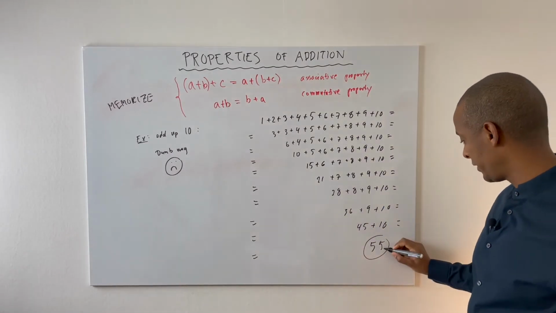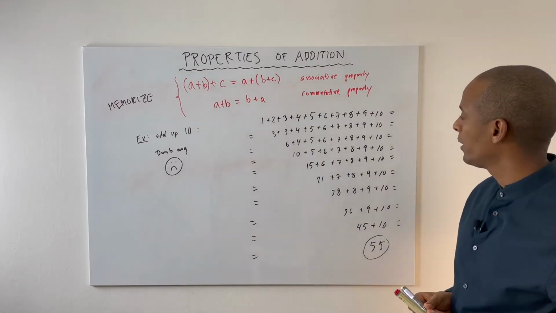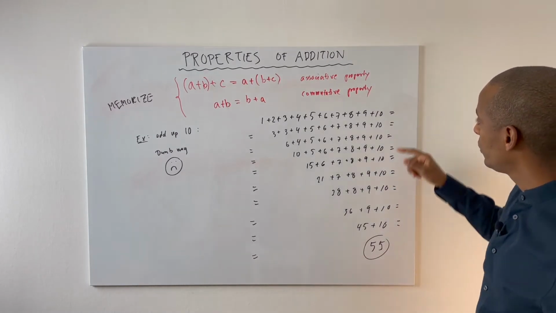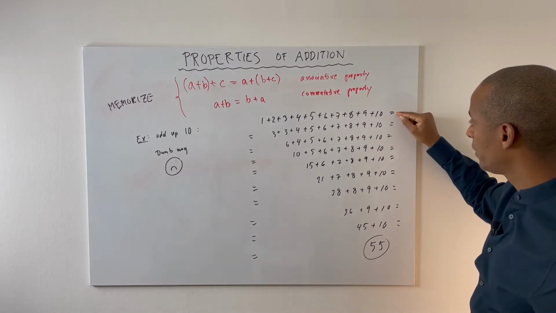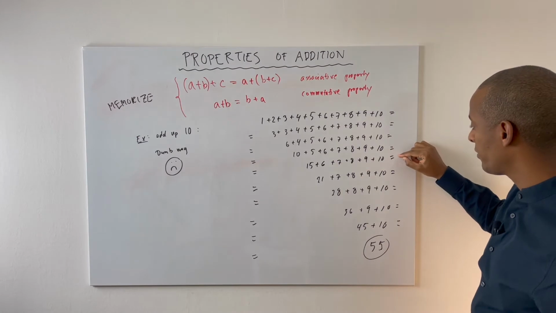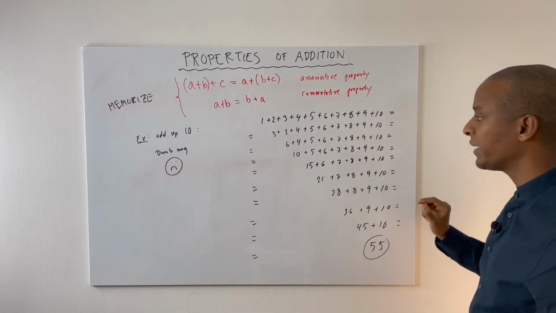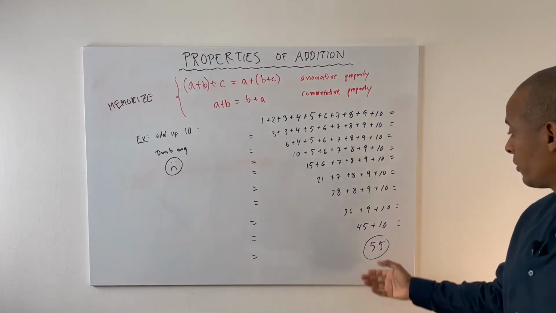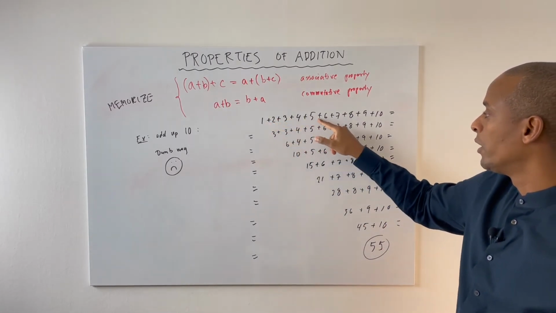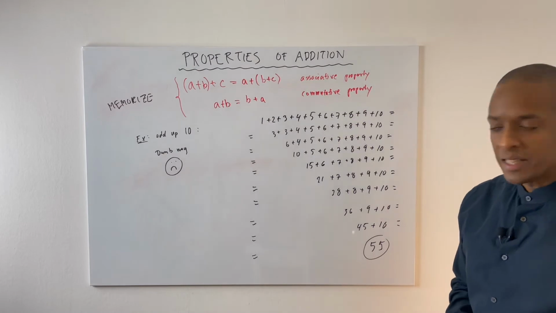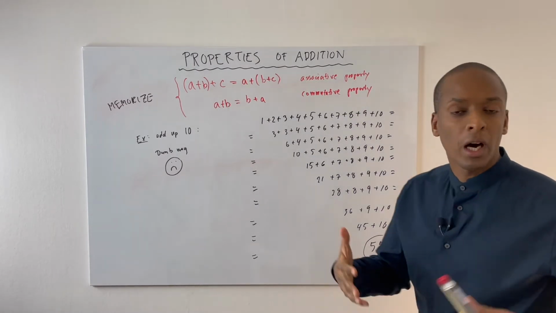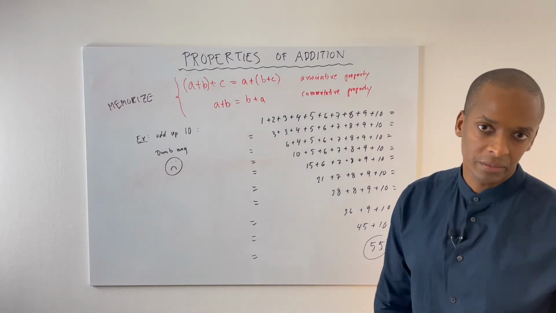So 55, that's the answer. But you can see here, guys, this was crazy, man. Look how many calculations we had to do. It took 1, 2, 3, 4, 5, 6, 7, 8, 9 steps to get to the answer, because there are 9 additions that we had to do. 9 steps. And imagine if we wanted to add up the numbers up to 100. That would be exhausting, right?